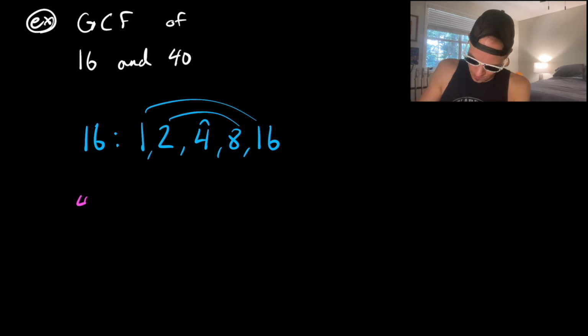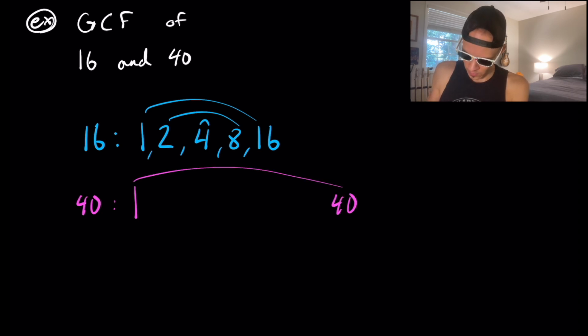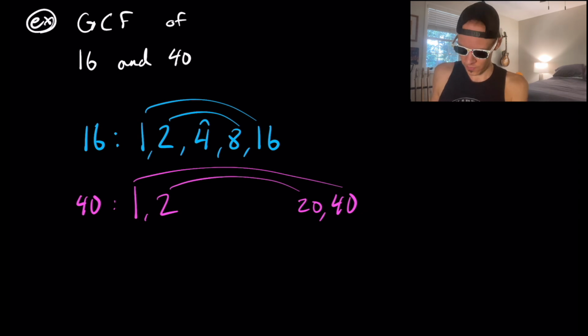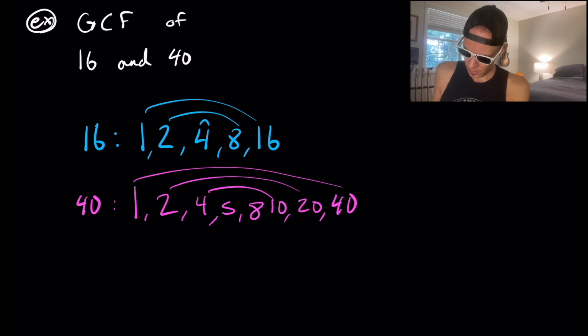And then for 40, well, I got 1 and 40. Those multiply together to make 40. 2 and 20. Those multiply together to make 40. 3 is not a factor of 40, but 4 definitely is. 4 times 10. And then 5, yep, that can go in. 5 times 8. And then 6 is not a factor.